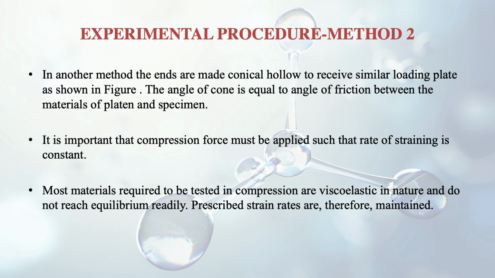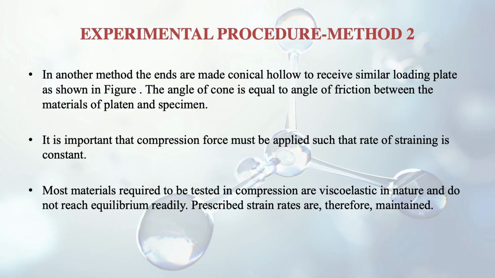Most materials required to be tested in compression are viscoelastic in nature. Viscoelastic means that they have both properties, that is viscous also and elasticity also. Viscous meaning that they have a fluid type of property, they are slow in reaction, and elasticity means that whenever they are deformed then they come back to their original position. So these viscoelastic materials do not reach equilibrium readily. Like I told you, they are slow in responding, and so prescribed strain rates are therefore maintained.